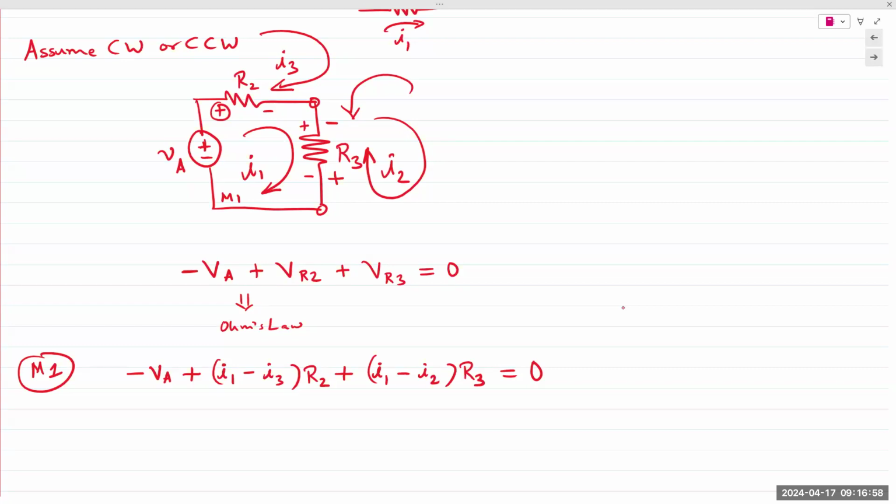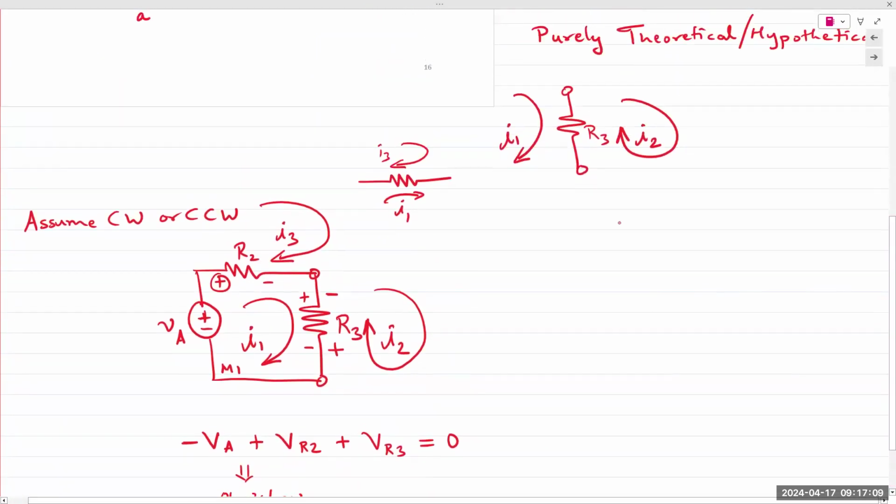Does that make sense? Okay, then let's get to mesh 2 with the same directions. And when we get to mesh 2, we have a circuit. We have a voltage source. We have a resistor. Another resistor here.